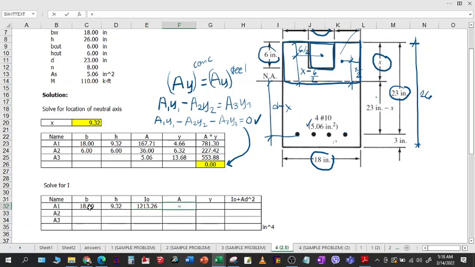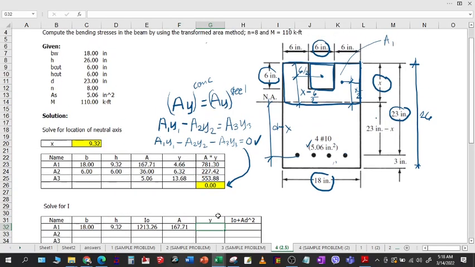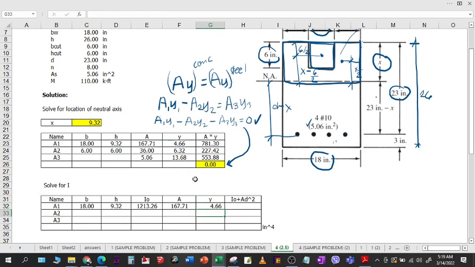And then for the area, we have B times H. And the Y, we have this value. We just copy that value. And then this one, the total I is the summation of IO plus AD squared or AY squared. Okay, AY squared. So to avoid confusion, let me just place this one as AY squared. Okay, so we have to sum up all the IOs, all the IO plus AY squared here to generate our I.